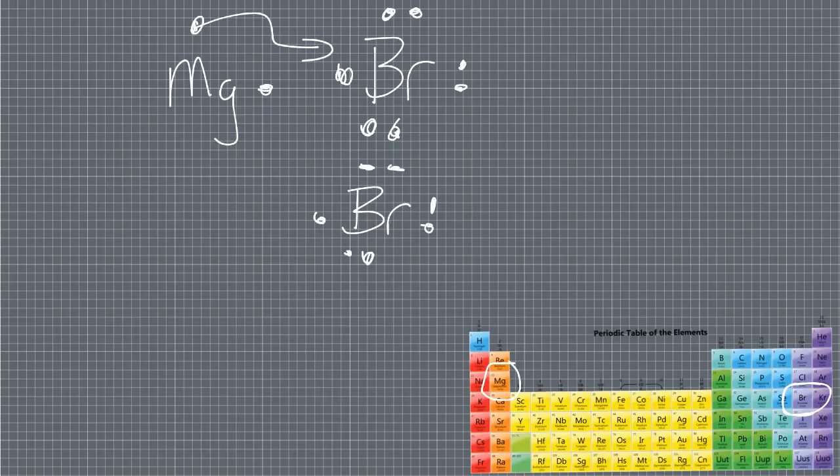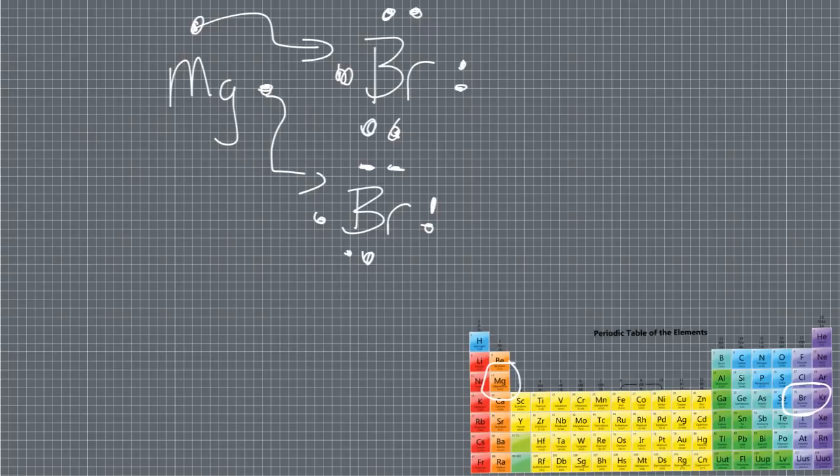And it needs an extra one. So magnesium, with its additional electron, can transfer that to bromine. Now what we can look at is magnesium now has lost both of its valence electrons, and so it now has a full outer shell, and both bromines now also have full outer shells. So the first step is done.